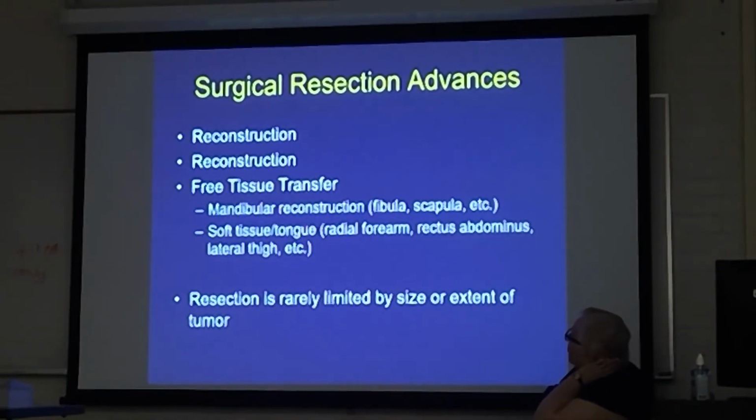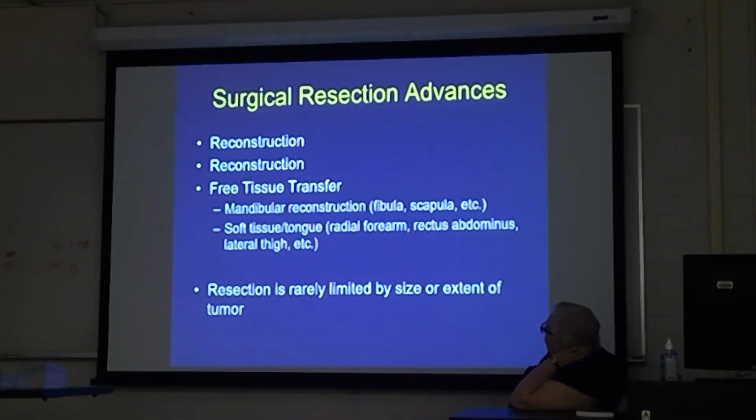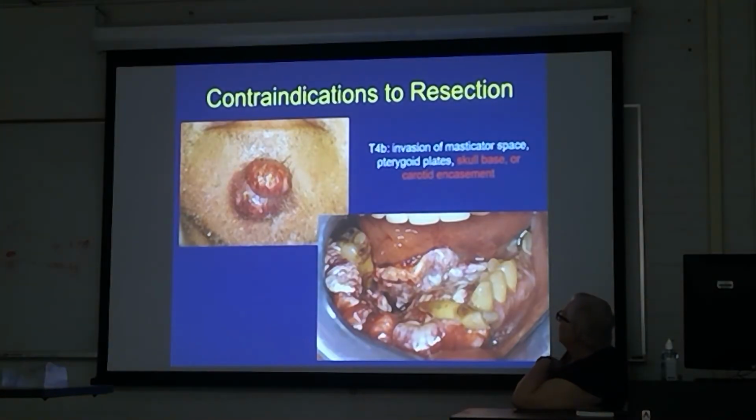Okay, reconstruction. Mandibular reconstruction. They use the fibula and scapula. Soft tissue: radial forearm, rectus abdominis, and lateral thigh. Resection is rarely limited by size or extent of tumor. Okay, so contraindications. T4B, invasion of vestibular space of pterygoid plates.